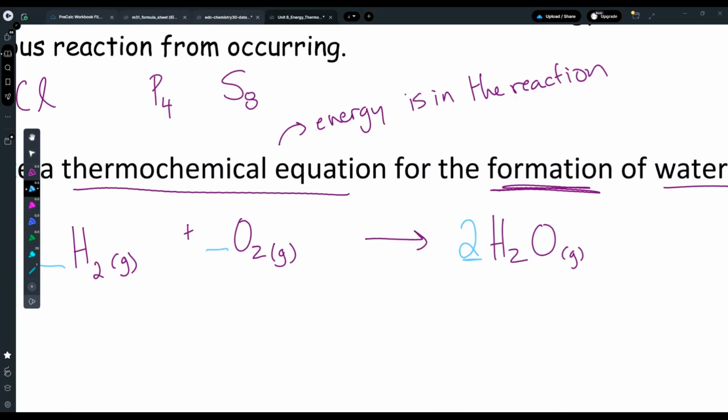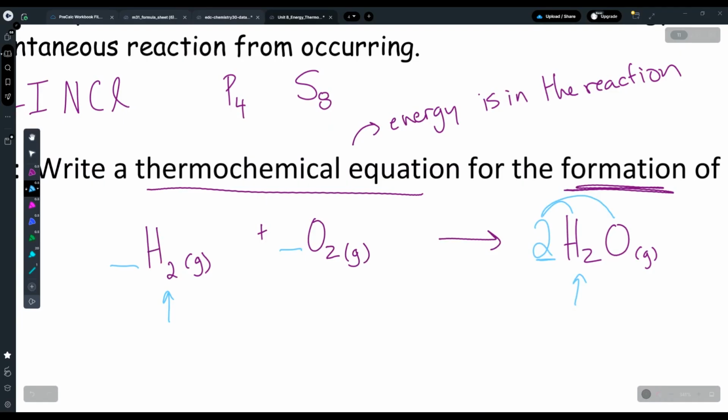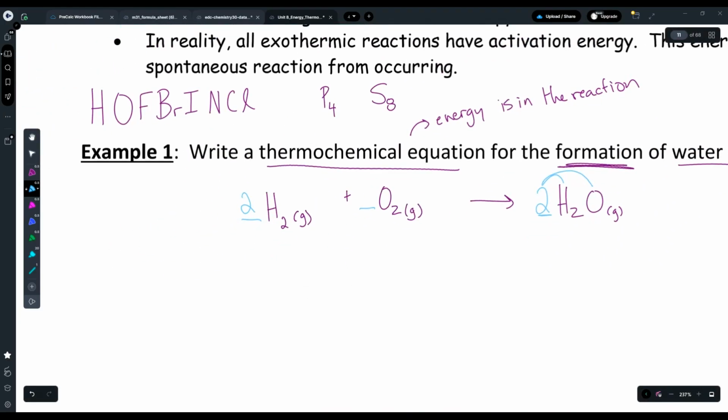So I'm going to write a 2. So what that means is now I have 2 oxygens going in, 2 coming out, okay, because a coefficient affects everything in the compound that comes right after it. But now I have 4 hydrogens coming out, but only 2 going in. So I need to write a 2 here. Okay, so now I have 4 hydrogens going in, 4 hydrogens coming out, 2 oxygens going in, 2 coming out. This is balanced.